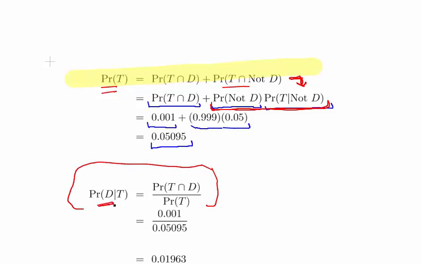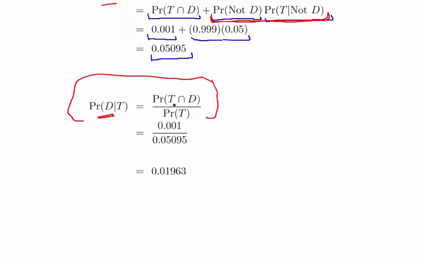So this is the question we're asked. Find the probability of D given T, and that's the probability of T and D, or intersection D, divided by the probability of T. We figured that out pretty quickly: the probability of T and D, and the probability of T on its own is 0.05095. So 0.001 divided by 0.05095 gives us an answer of 0.01963. You probably don't have to go to as many decimal places as I did, but 3 or 4 is usually enough.